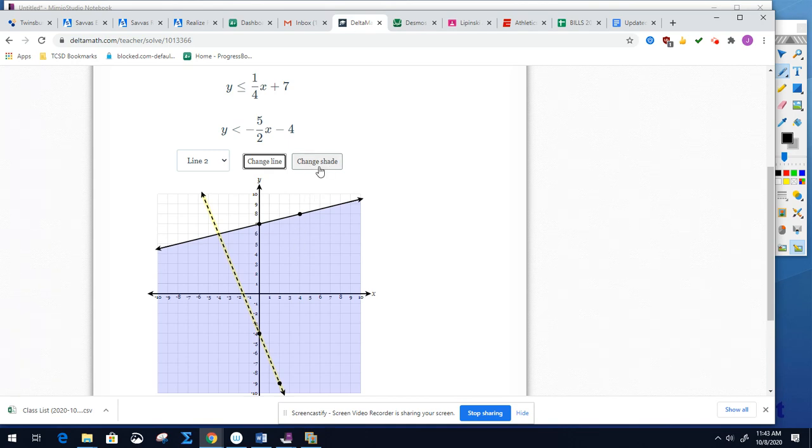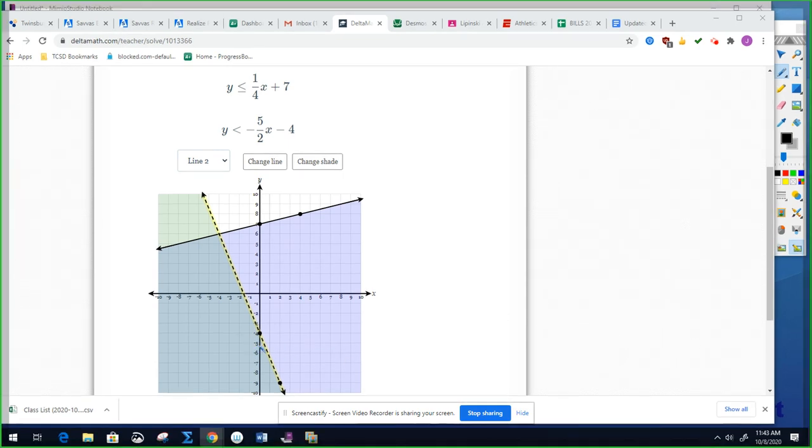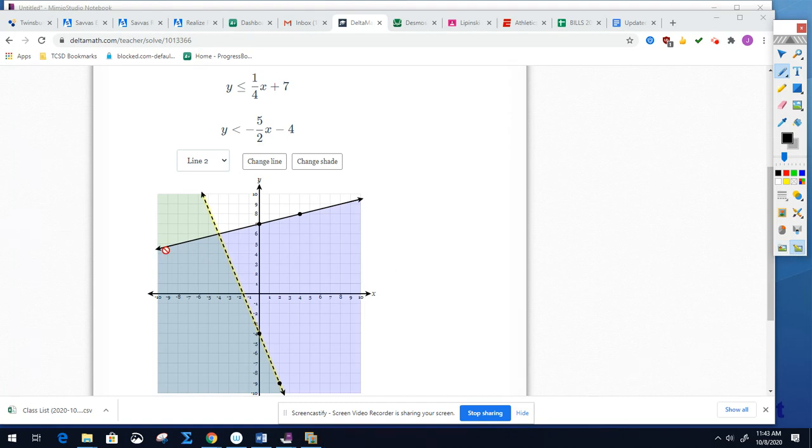So you have to make sure you're paying attention. It's a less than, so it's going to be below. When I click on this, it shows the green, and then my intersecting portion is this section right here. So if I were doing this problem on a piece of paper, my shaded region would be everything in this area right here.